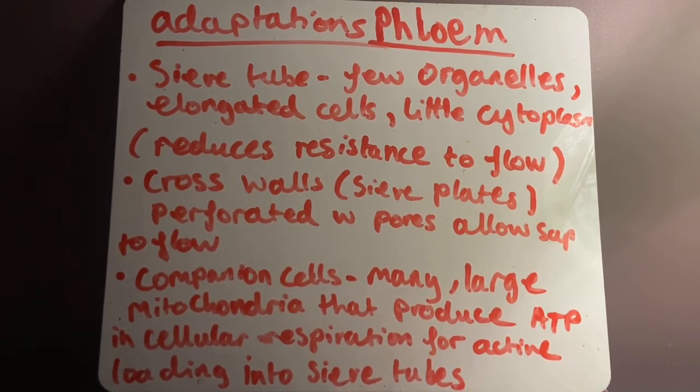It has cross walls called sieve plates, which are perforated with pores to allow sap to flow, for example in mass flow. It has companion cells, which have many and large mitochondria that produce ATP in cellular respiration for the active loading into sieve tubes. This process is also helped by many ribosomes and co-transporter proteins in the companion cells.